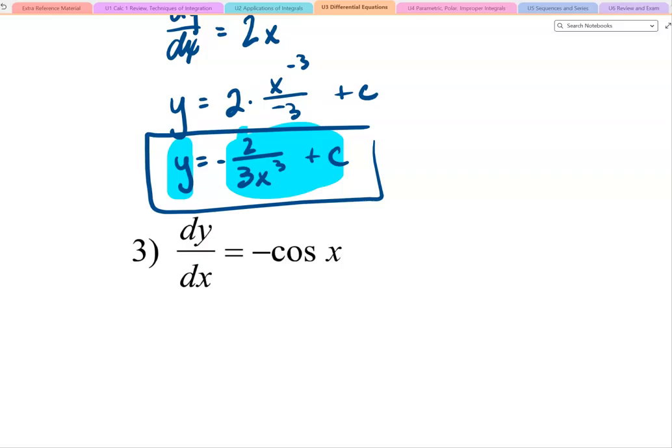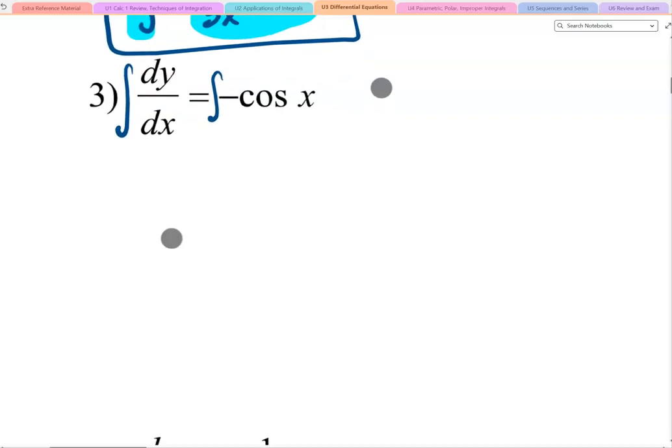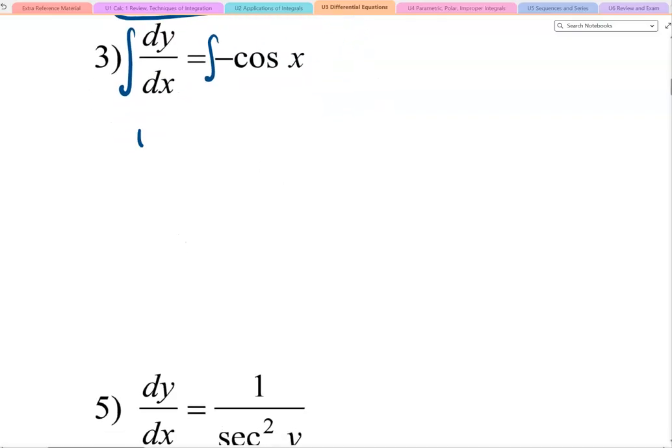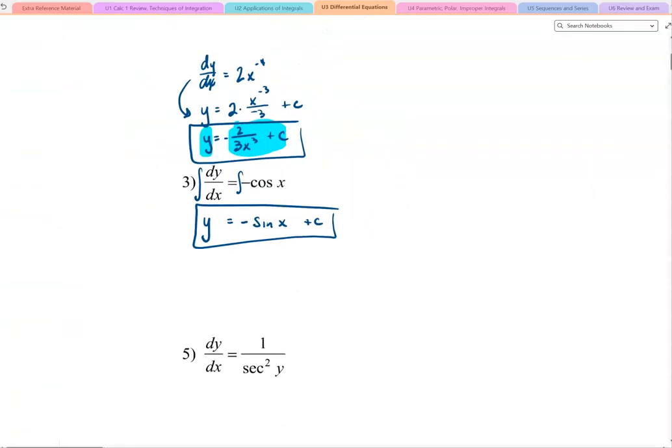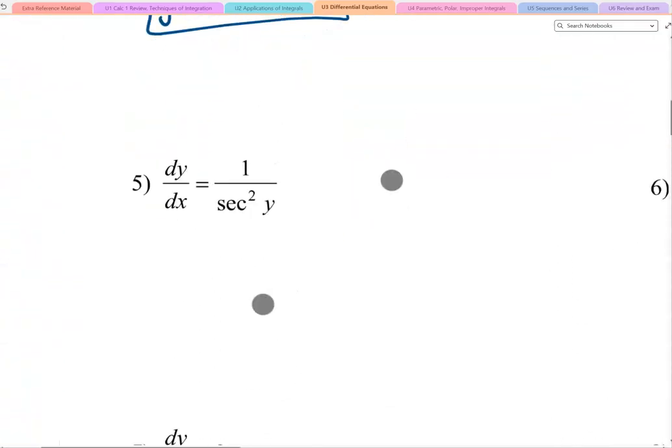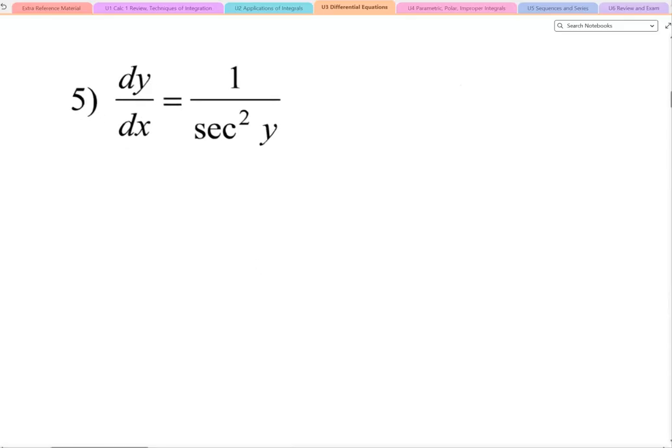So as a reminder, we jumped from this step to this step by applying an integral. We could effectively use this symbol to indicate that we're finding an antiderivative or an integral on both sides. That's how we're ending up with y, and the antiderivative of the opposite of cosine is the opposite of sine plus c. So not a whole lot of work needs to be shown for those questions. We're literally just working through and finding those antiderivatives that are pretty straightforward.